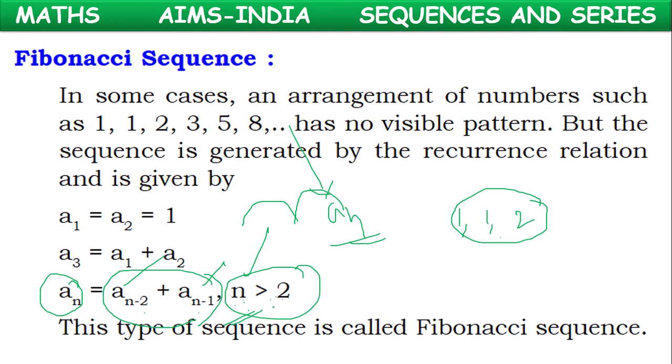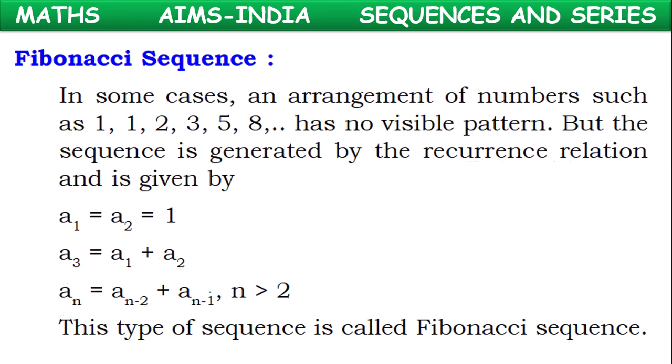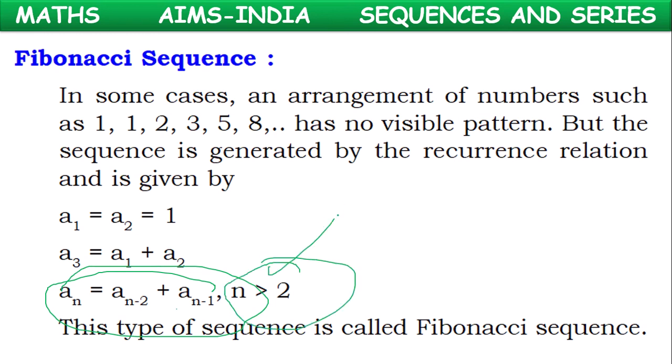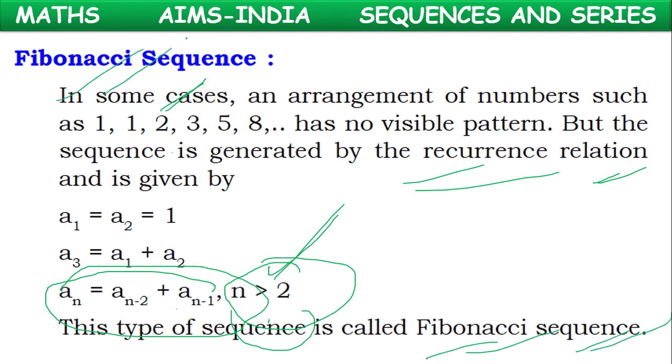Suppose if n is 2, then here 2 minus 2 will become 0. There will be no first term. Between two terms, we cannot establish this kind of recurrence relation. So this kind of recurrence relation is possible if and only if n is greater than 2. Number of elements are greater than 2. Then from the third element, we can observe one kind of recurrence relation. So this type of sequence is called Fibonacci sequence.